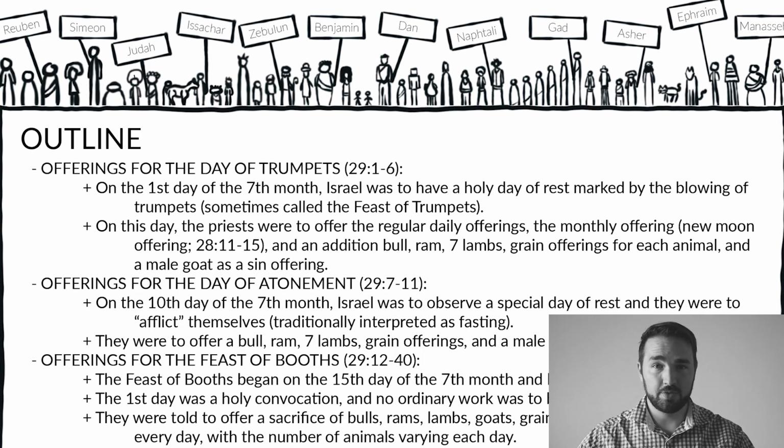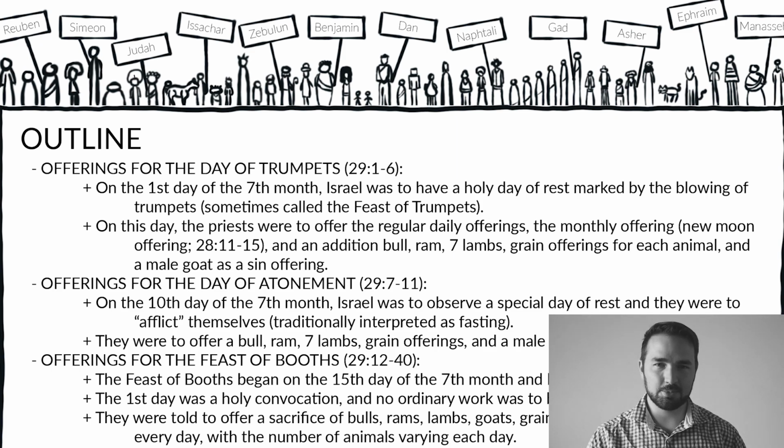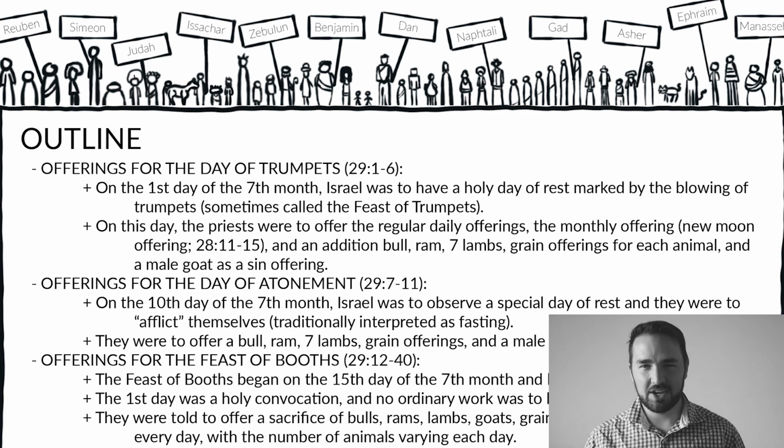All right, and then in terms of our outline, I've tried to condense this down a little bit more than last chapter. If you really want the nitty-gritty details of how many animals needed to be offered and what percentage of an ephah of fine flour mixed with oil needed to be offered with each animal, I'd encourage you to read the chapter. Hopefully you've already done that before you're doing this outline, but I'll save the details for the actual text. This chapter breaks down pretty easily into 3 sections.